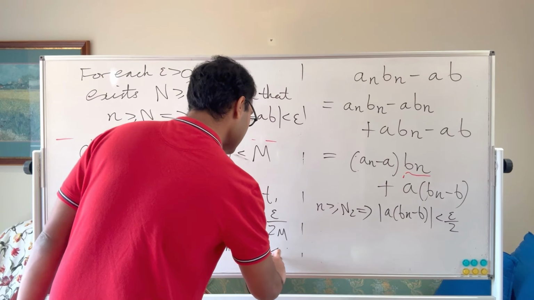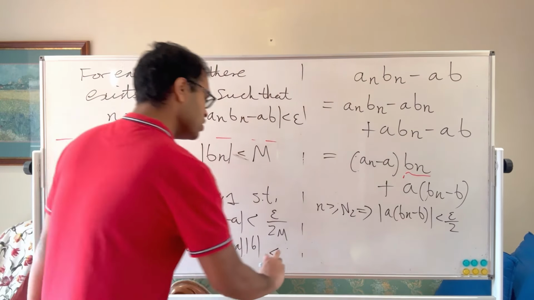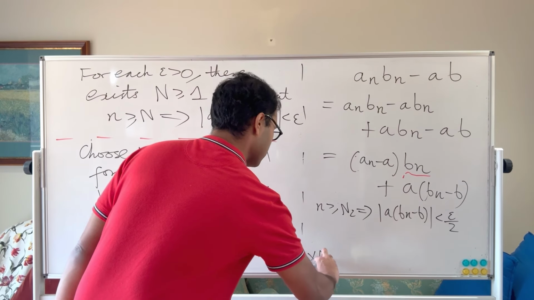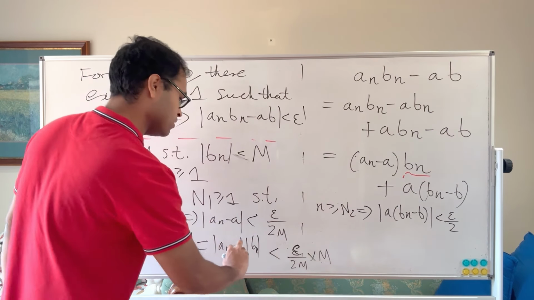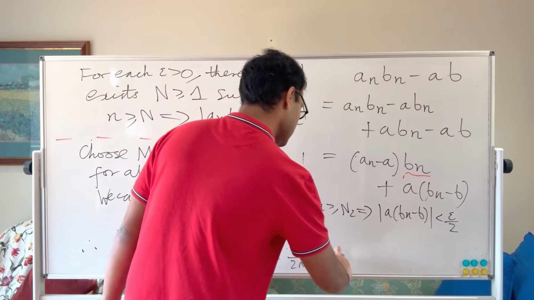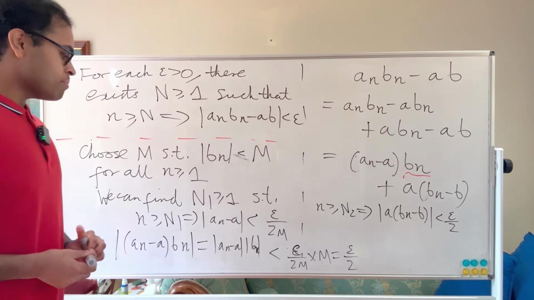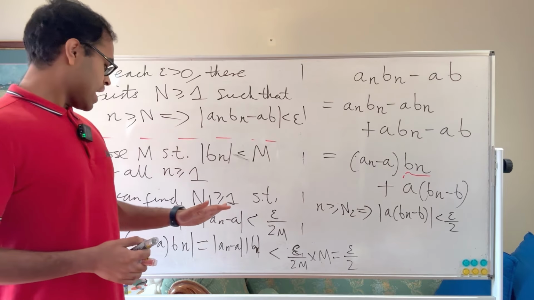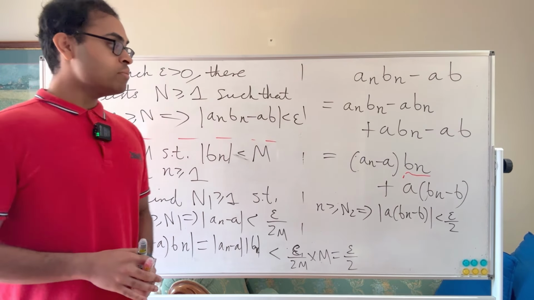That's going to be less than, the absolute value an minus a is less than epsilon over 2m. So it's going to be less than epsilon over 2m times m, which is the bound on the absolute value of bn. Here this should be absolute value of bn. And now we can say that this is equal to epsilon over 2. So we've got epsilon over 2 as a bound for all n greater than or equal to n1. We know that this absolute value is less than epsilon over 2. So now we're almost there.